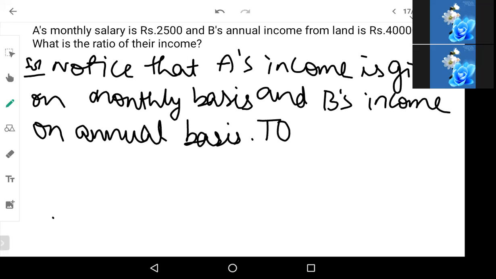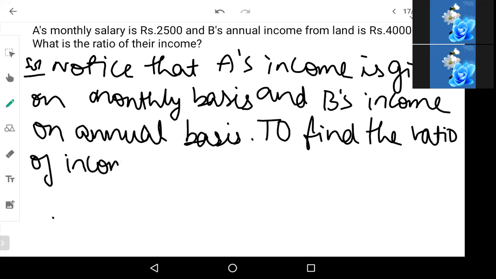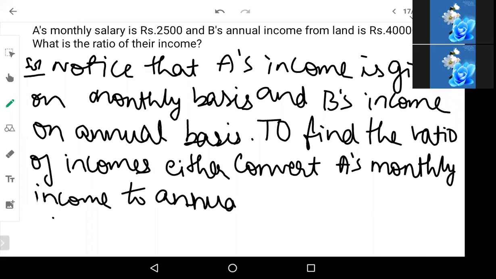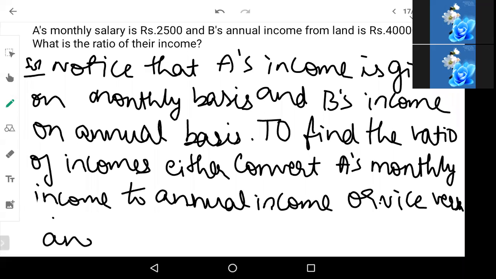Next, to find the ratio of incomes, either convert A's monthly income, either we have to convert A's monthly income to annual income or vice versa, which means the other way around, and then compare.